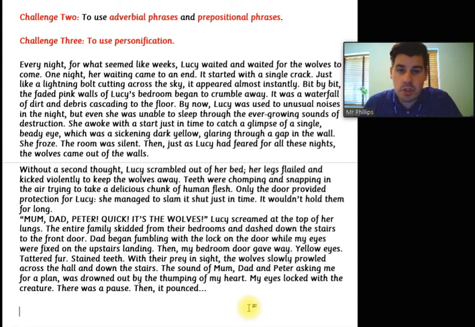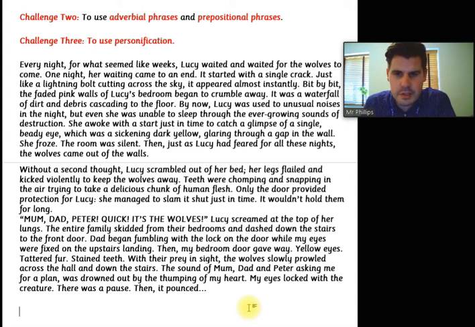By now, Lucy was used to the unusual noises in the night, but even she was unable to sleep to the ever-growing sounds of destruction. She awoke with a start, just in time to catch a glimpse of a single beady eye, a sickening dark yellow, glaring through a gap in the wall. She froze. The room was silent. Then, just as Lucy had feared for all these nights, the wolves came out of the walls.